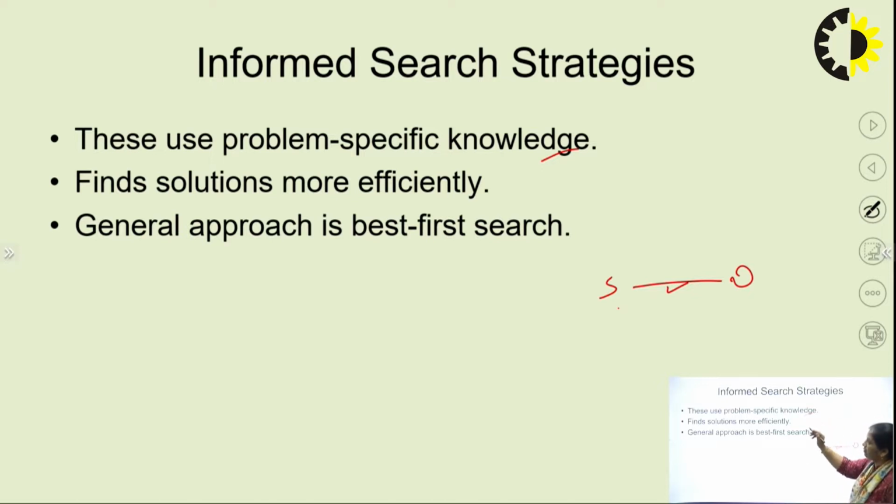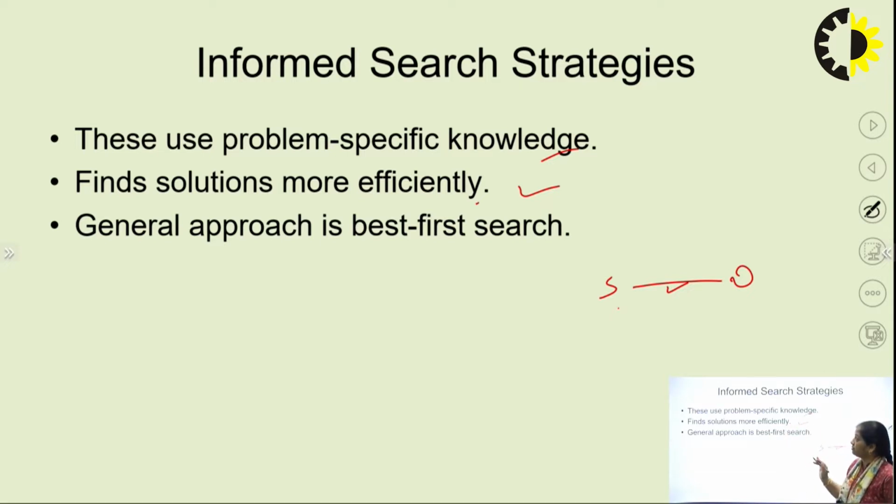So when we use this problem specific knowledge for any particular problem, then we can find the solutions more efficiently. So these are our informed search techniques. When we do not have any additional information about a problem, then we use uninformed search techniques, which we call blind search. We search blindly, but now we have some additional information, so we are able to find the solution more efficiently.